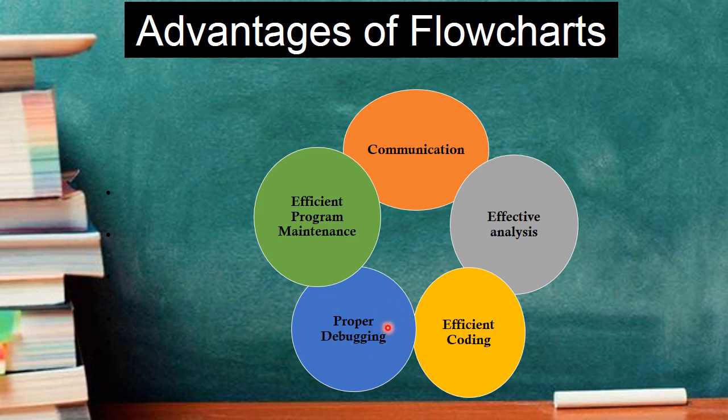Number 4 is proper debugging. What is debugging? It is error analysis. The flowchart also helps in debugging and error analysis. And the last one is efficient program maintenance. It helps the programmers to put effort more efficiently on that part. Maintenance also becomes easy with the help of a flowchart.